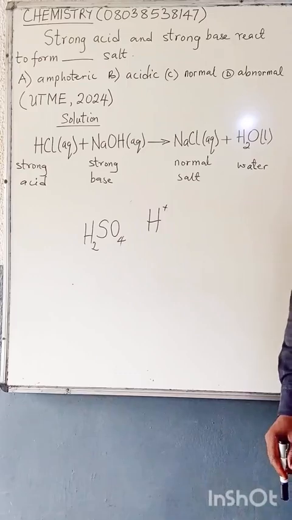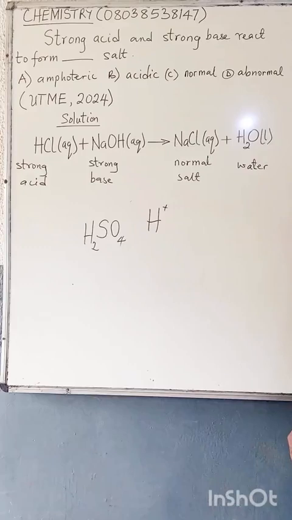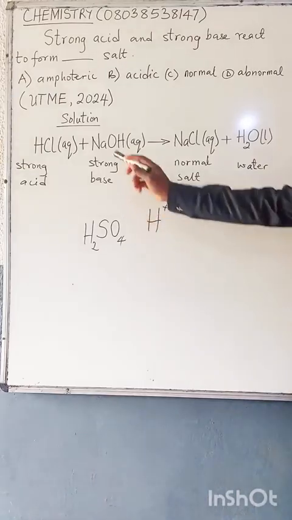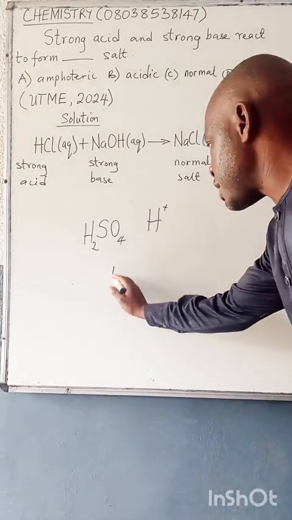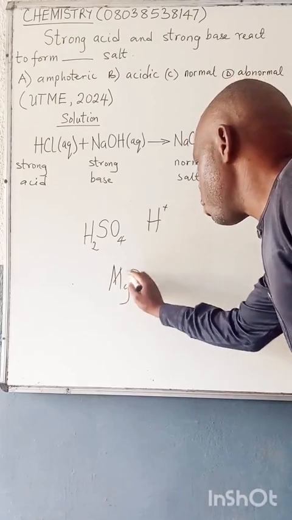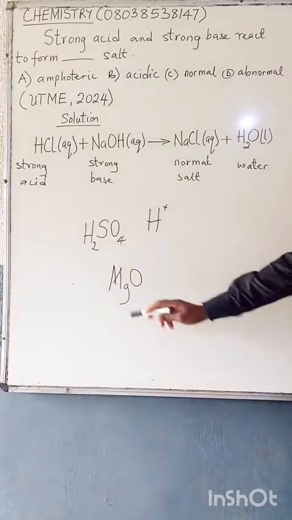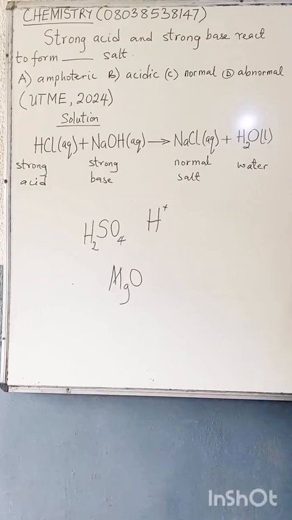Then, what is a strong base? First of all, let us define what an alkali is. An alkali is a base which can dissolve in water. Example of an alkali is NaOH. So any base that cannot dissolve in water is not called an alkali. A good example of a base which is not an alkali is magnesium oxide. The chemical formula of magnesium oxide is MgO. It is a base, but it does not dissolve in water, so we do not call it an alkali. Do you understand?